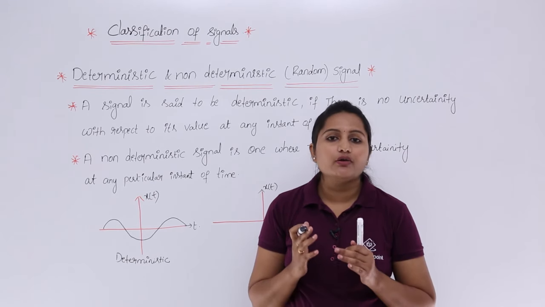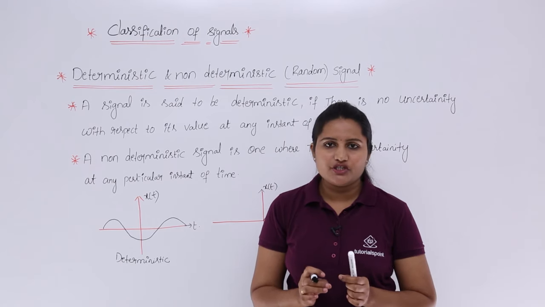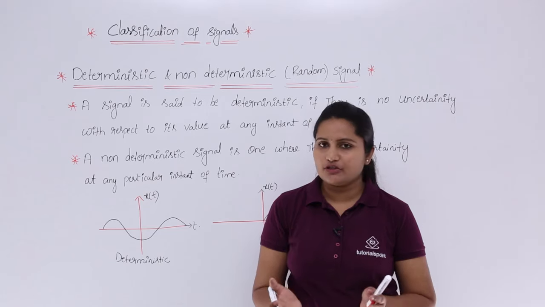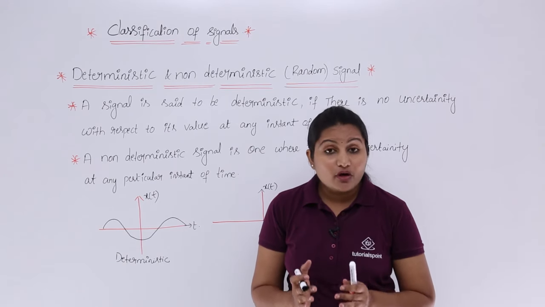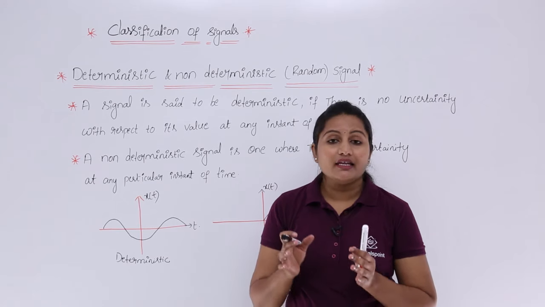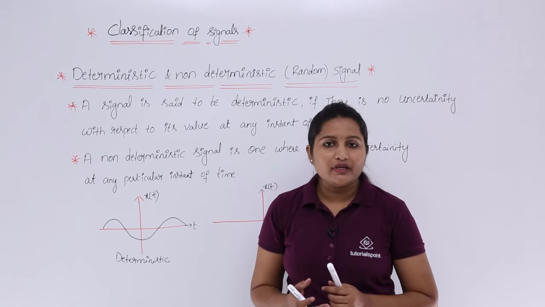A signal is said to be deterministic whenever we can define the signal at all instants of time without any doubt. That means, if we can give a perfect definition, a perfect equation for a signal, then it is said to be a deterministic signal. If you are not able to define it at particular intervals, if you are having any confusion, then that particular signal is said to be a random signal.